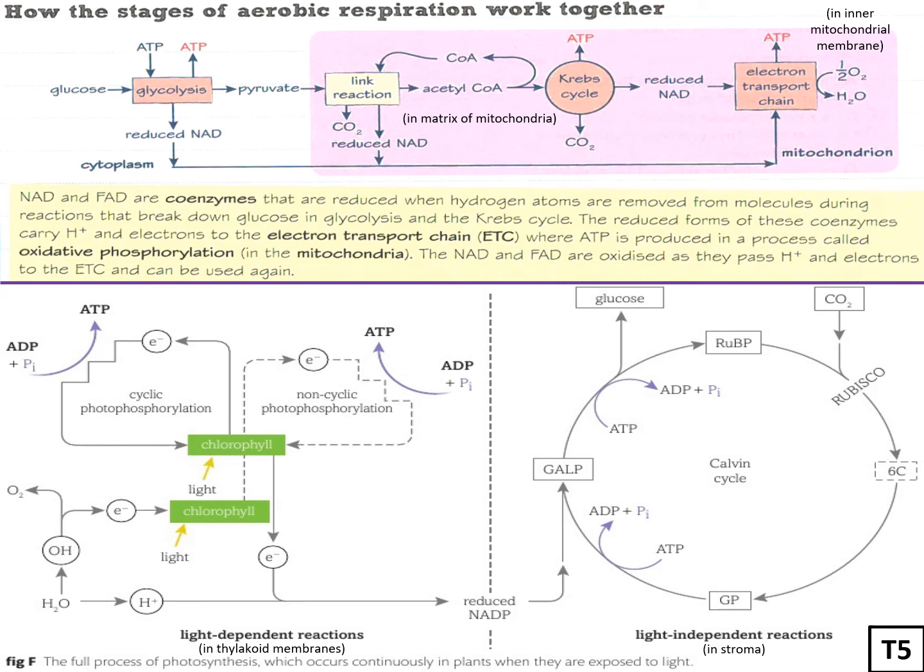Whereas in photosynthesis, we've got the light-dependent reaction, which happens in the thylakoid membrane, and the light-independent reaction that occurs in the stroma. And the whole point of the light-dependent reaction, if it is non-cyclic phosphorylation, is to reduce NADP and make ATP, which can then be used in the Calvin cycle of the light-independent reaction to convert glycerate 3-phosphate into GALP, and that GALP can therefore be used as a raw material to make glucose and other materials as well.